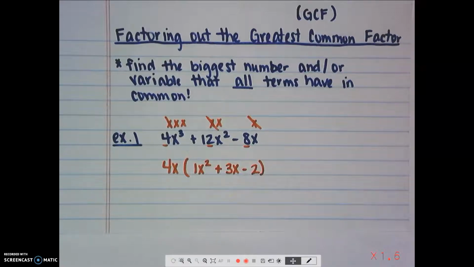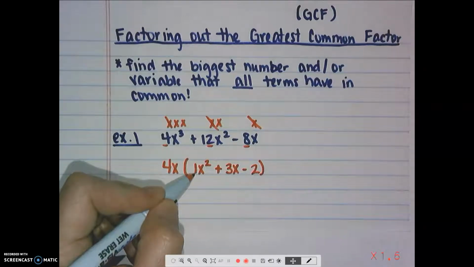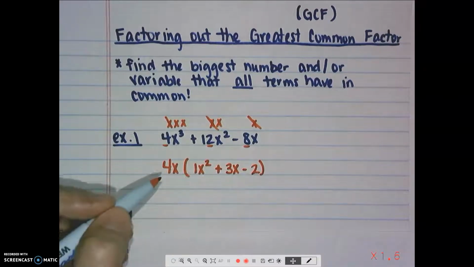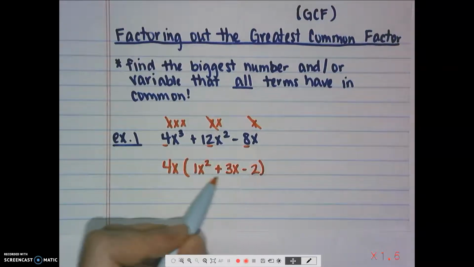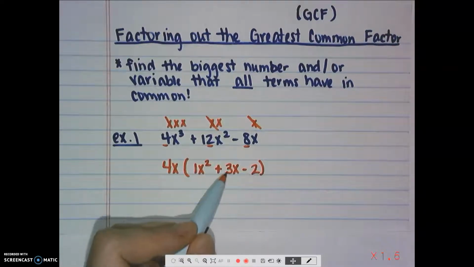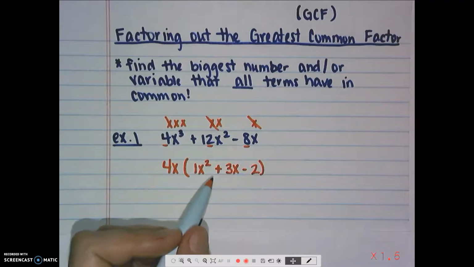So if we're looking at this now, do we really need to put this 1 here? No, but if it helps you, that's fine. We're looking to make sure there's nothing else that this parentheses has in common. So if we're looking at x squared plus 3x minus 2, do they all share something in common? No, they don't. So this would be our answer.